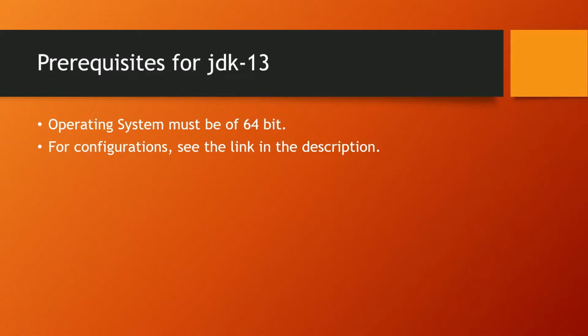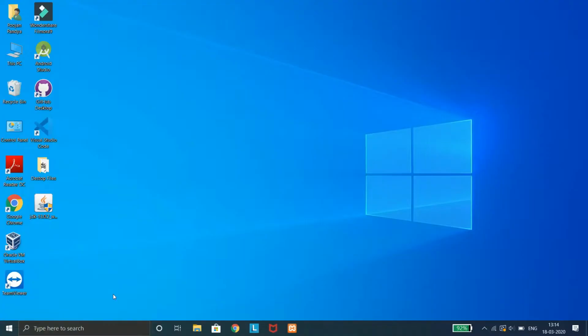The most important and common configuration for installing JDK 13 is that you must have a 64-bit computer system, which we will check in a minute. Other configurations for particular operating systems are in the official documentation of Oracle, so for that, please see the description. Okay, so now we will see whether our system is 32-bit or 64-bit.